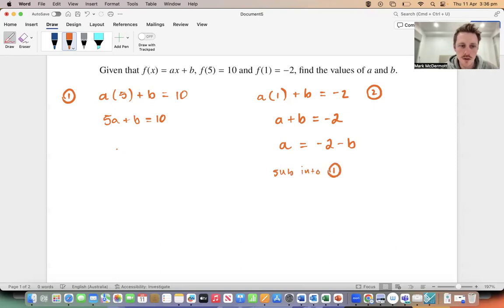Okay, so wherever we see an a, we're going to put negative 2 minus b. So 5 times negative 2 minus b plus b equals 10. Now we can solve for b. So we're going to get negative 10 minus 5b plus b equals 10.